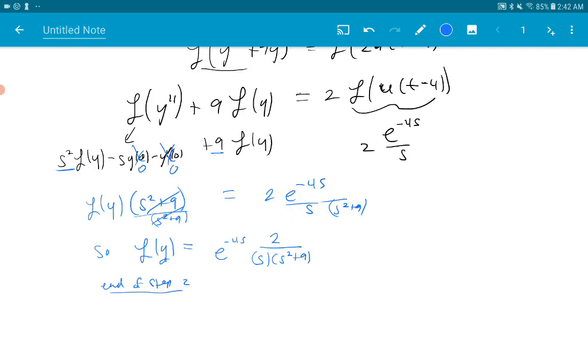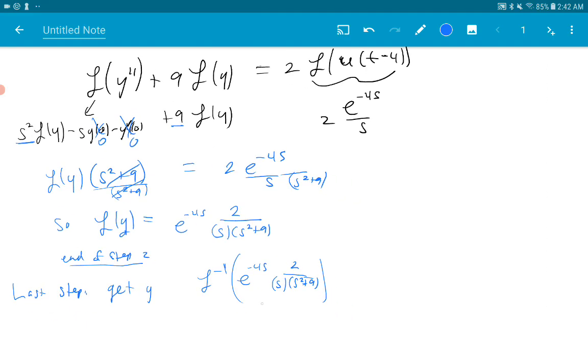If you only got here and you couldn't get the rest, I'd give you a lot of partial credit. But the last step: undo it to get y. So I have to take the inverse Laplace transform of this left-hand side, e to the negative 4s times 2 over s times s squared plus 9. This is where we're going to have to use that new technique, right? I'll find the inverse Laplace transform of this, and then I'll shift it by 4 to the right, and multiply by u of t minus 4.